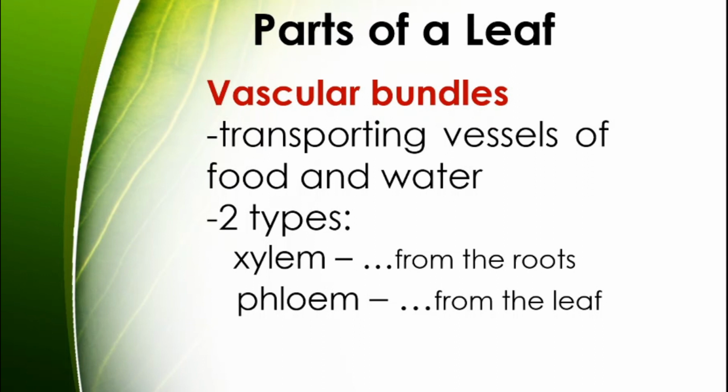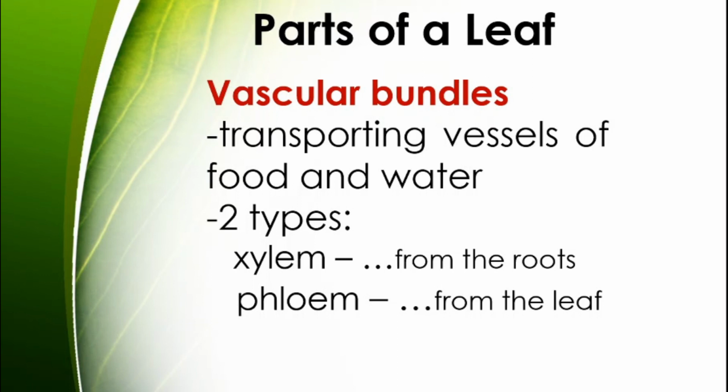Next, we have the vascular bundles. The purpose of vascular bundles is to transport food and water. So they are the transporting vessels of food and water. In humans, we have the blood vessels. For plants, they have the vascular bundles.